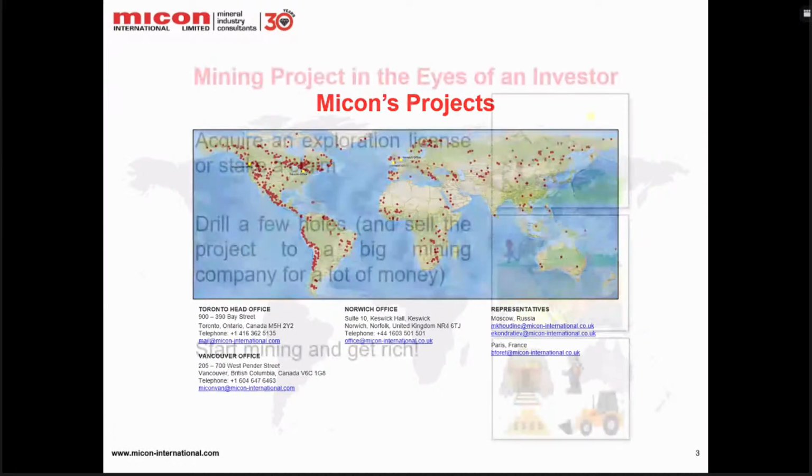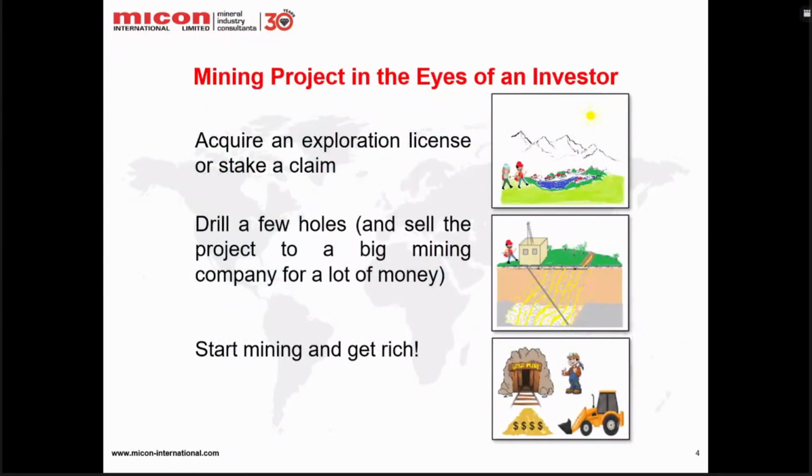So every mining project has different stages, and every mining project looks different in the eyes of an investor, regulator, or consulting geologist. Usually this is the mining project in the eyes of an investor. At the beginning you acquire a good property, somebody can sell you a project, or you can stake a claim on mine or on ground, and then you try to raise money. If it's an earlier stage exploration, then you have to drill a few holes, and your dream is to sell the project, get some money and move to the next one.